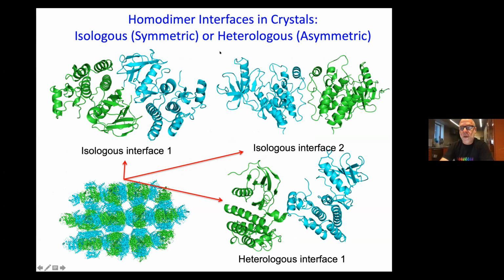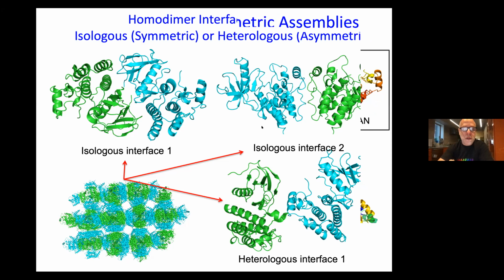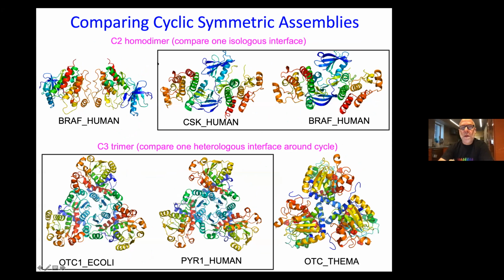One way to classify interfaces for homodimers, for instance, is whether they're symmetric, isologous. So here's an isologous interface of BRAF kinase. Here's another one. So this crystal has this isologous interface and this one, or they're heterologous, they're asymmetric, like this interface down there. And the reason for doing that is in different symmetry assemblies, these are relevant whether the interfaces are isologous or heterologous.